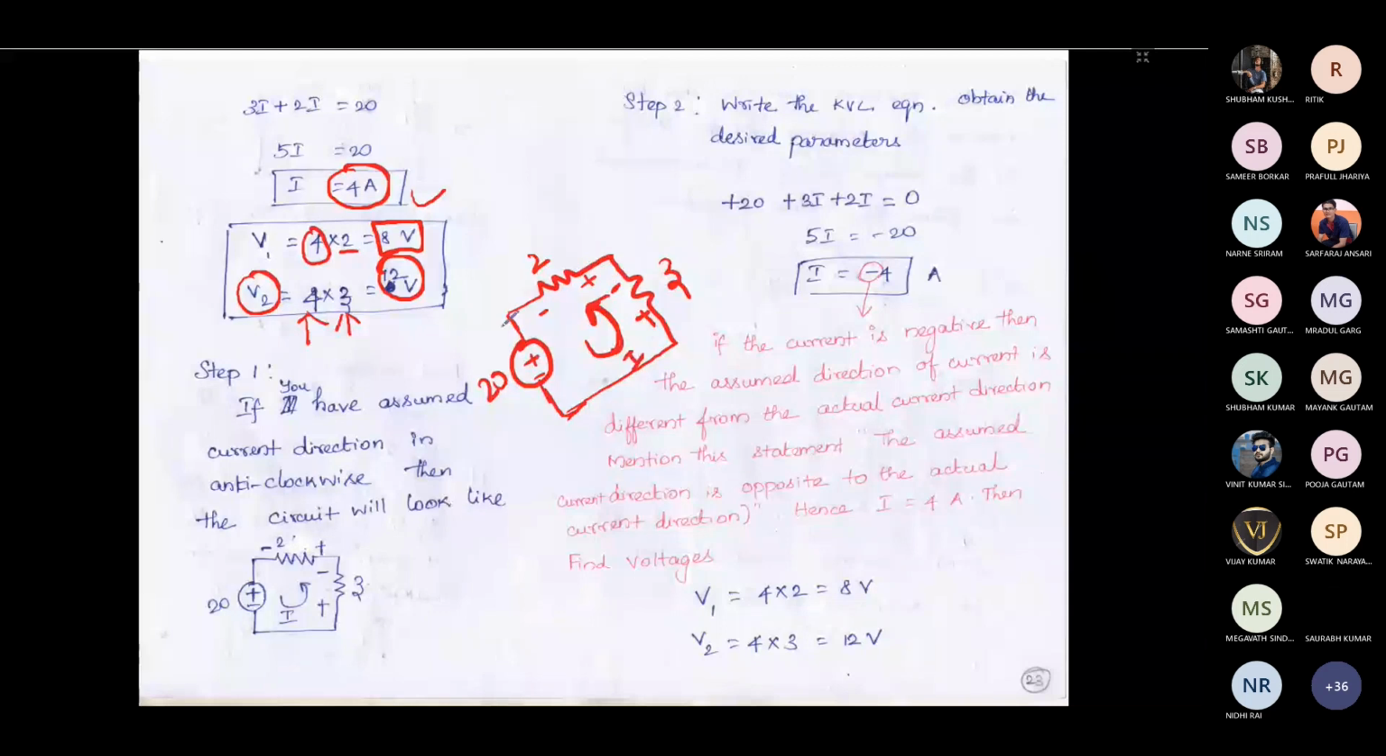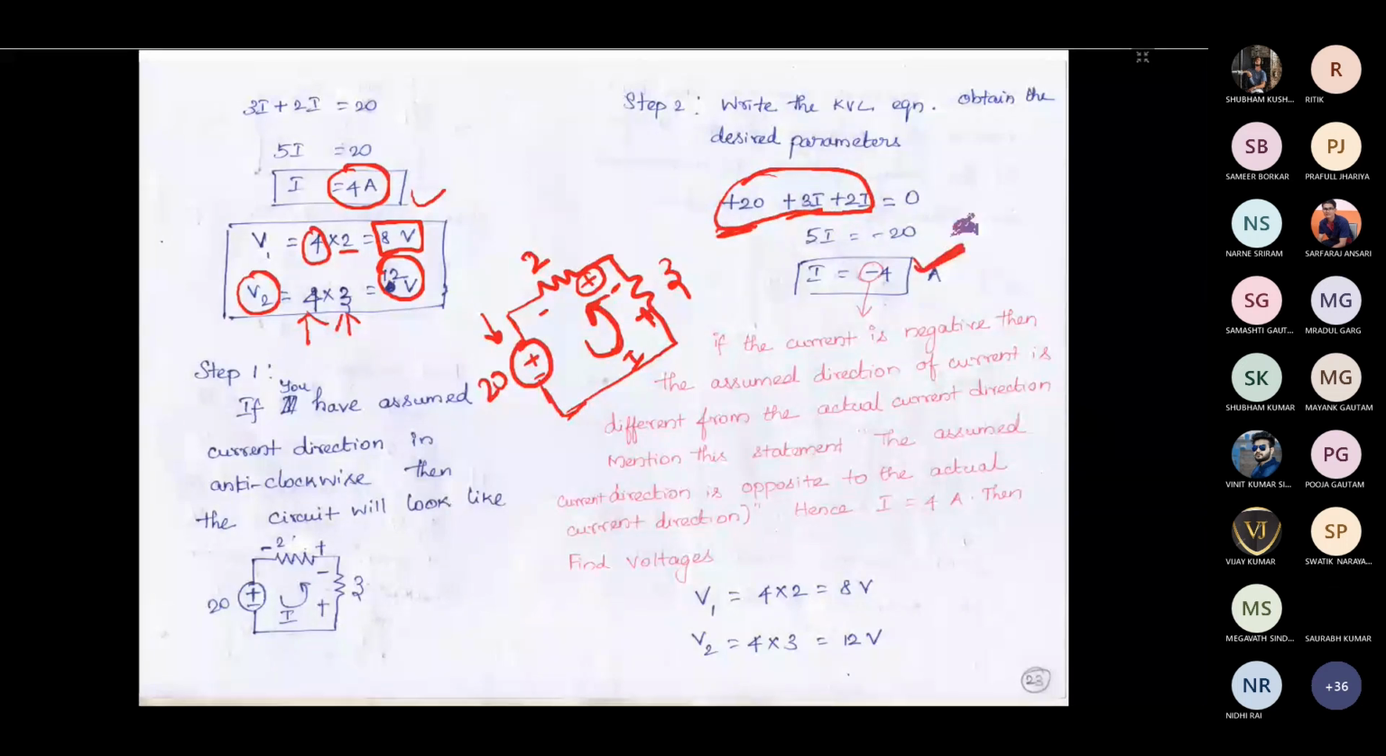Now the only change is the current is going in the anti-clockwise direction. If you start from this 3 ohm resistor, the current is entering the positive polarity, so it is plus 3i. The current is entering the positive terminal of the 2 ohm resistor, so it is plus 2i. Then at the voltage source, the current is entering the positive polarity, so it is plus 20. That will be equal to 0.